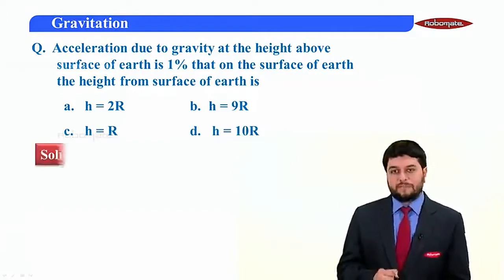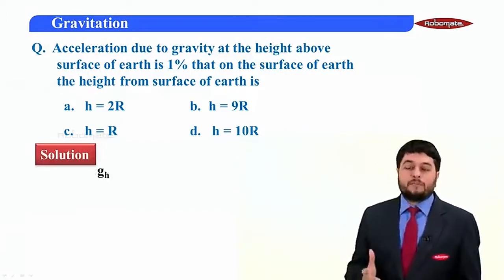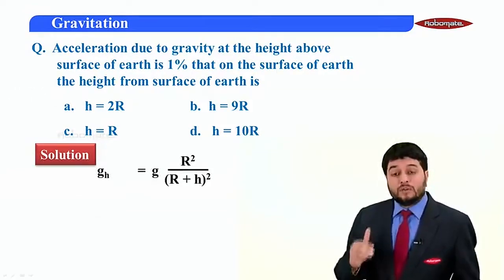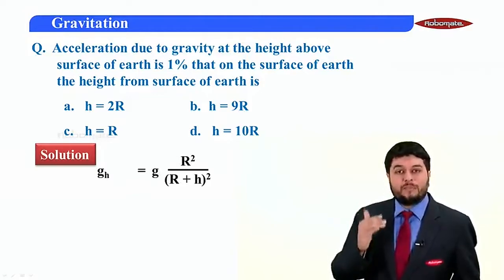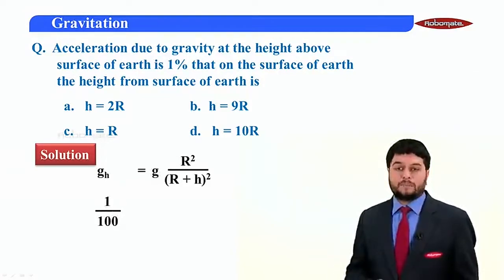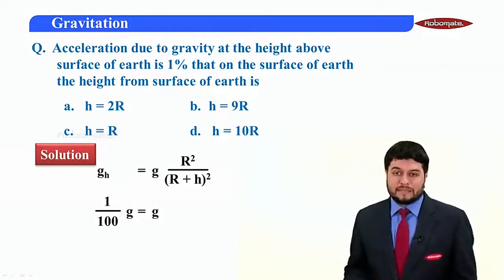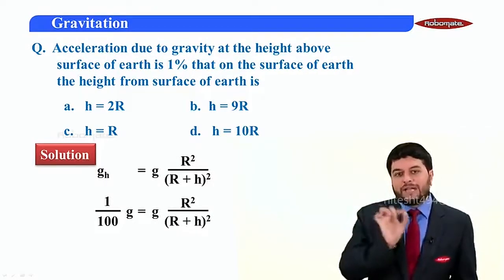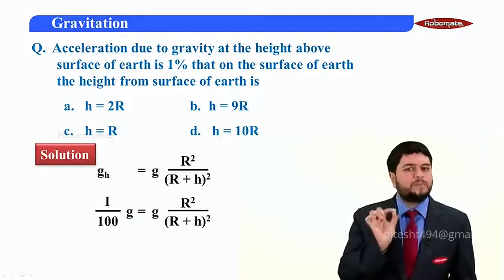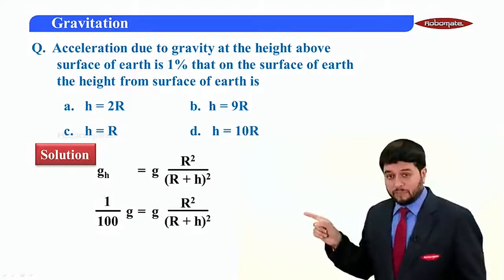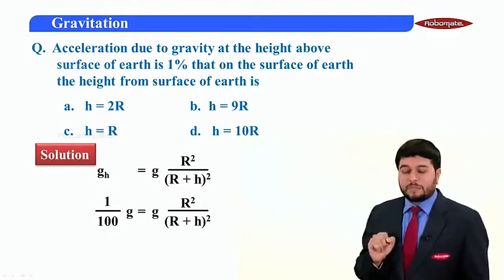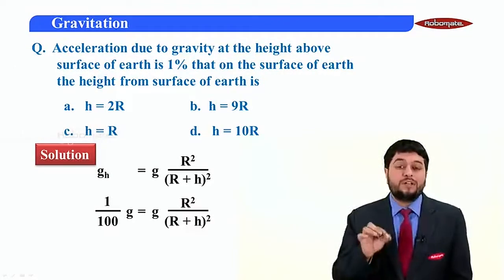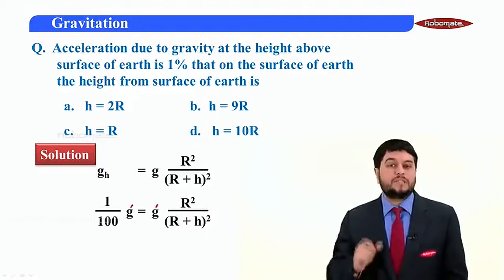Let's solve this. Now you know the fundamental formula for g at a height in terms of small g, that was equal to g into R square upon R plus h the whole square. Now in this case, g_h is 1% of that on the surface, that is g_h is 1% of g. So you can see what I've done. In place of g_h, I have substituted 1 upon 100 into g, which is equal to g into R square upon R plus h the whole square.